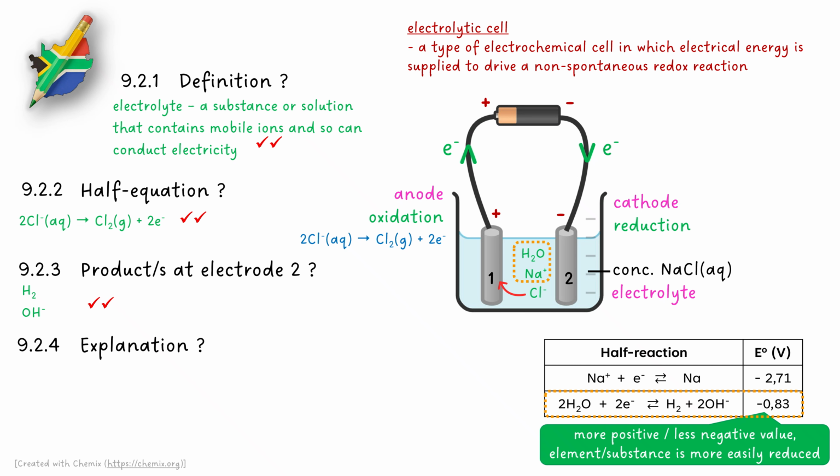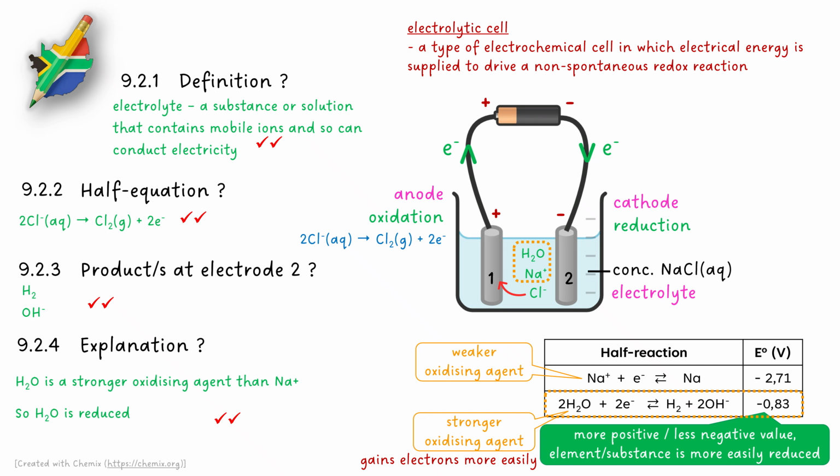Finally, we need to explain why we get the formation of hydrogen and hydroxide ions at the cathode instead of the reduction of sodium ions to sodium metal in terms of the strength of oxidizing agents. Remember, an oxidizing agent is itself reduced. Although both sodium ions and water could act as oxidizing agents and be reduced, the species that is actually reduced is the stronger oxidizing agent. We can say a stronger oxidizing agent gains electrons more easily, and so is reduced instead of a weaker oxidizing agent. Since water is the stronger oxidizing agent, water is reduced.